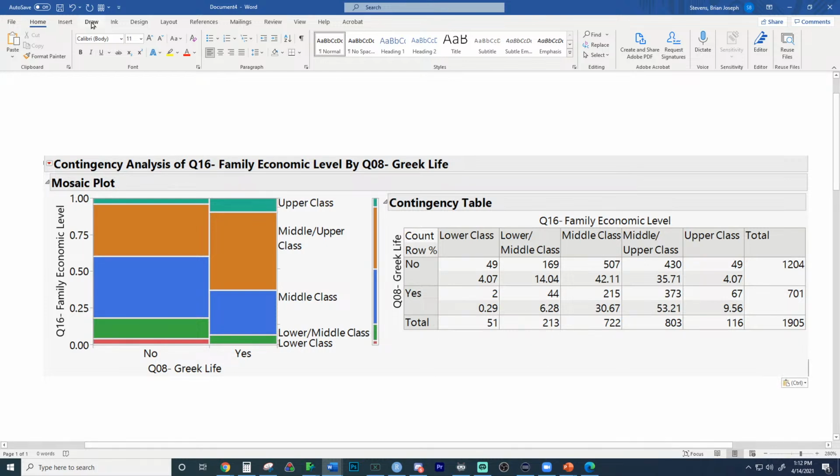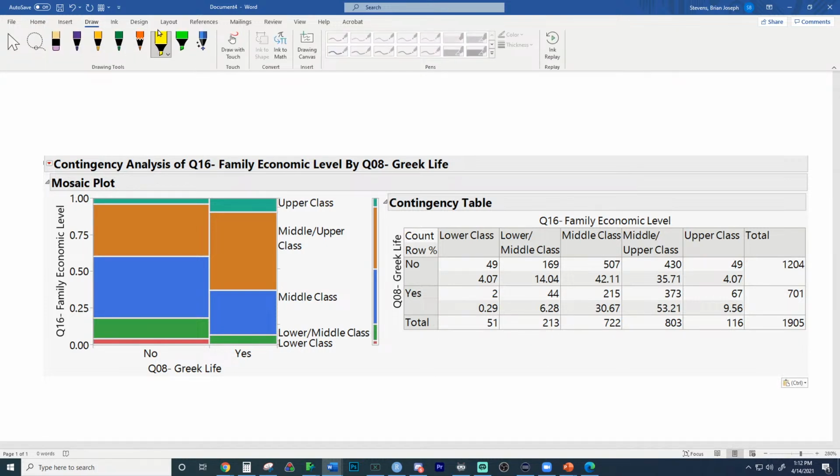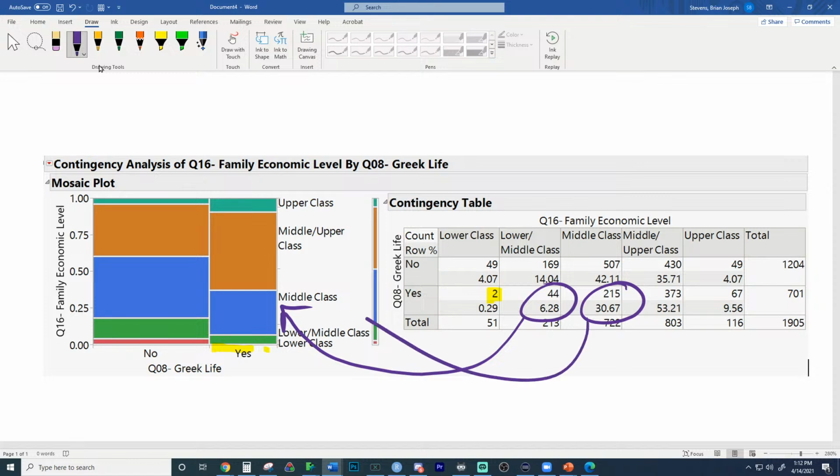So let's highlight where these numbers are coming from. If you notice right here, this 2, it's so barely, you can't even see it, it's down there. And this right here, this 44, would be represented right here. And this number right here is represented right here. Did I miss one?